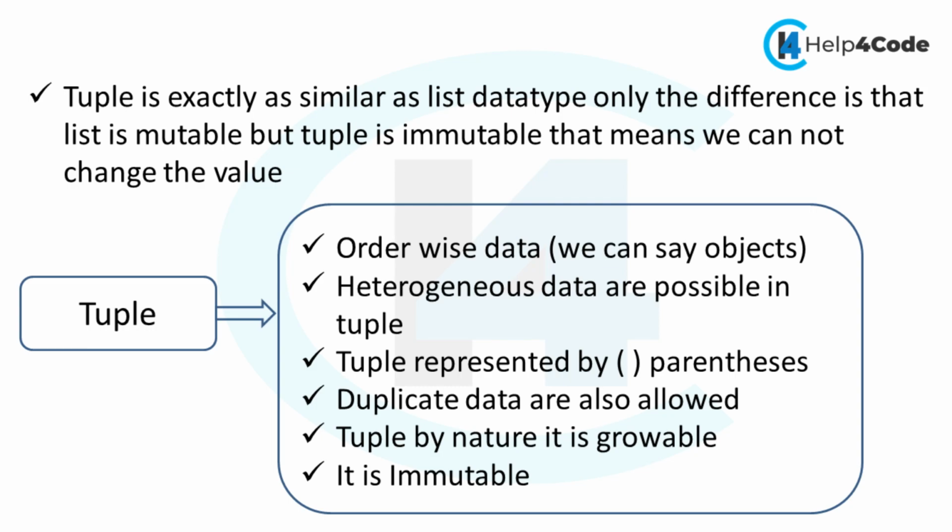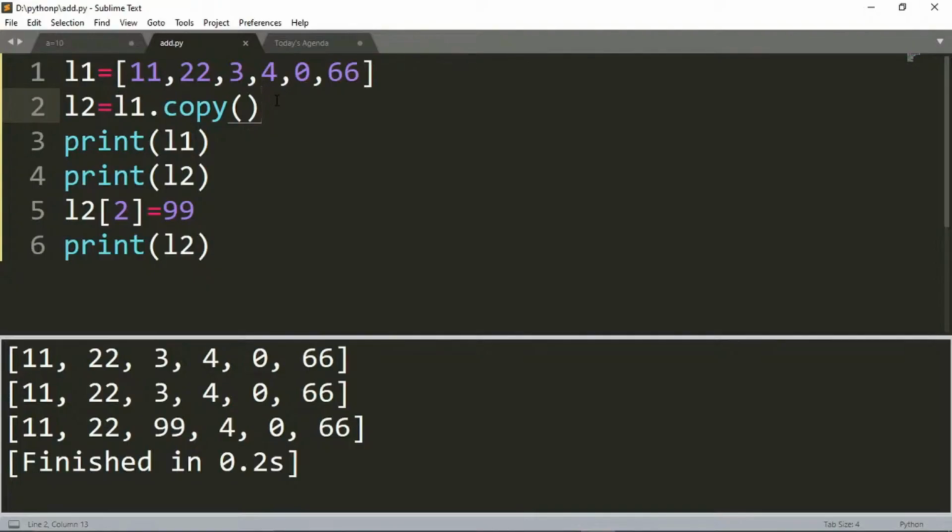So now let's discuss the tuple. The only difference between the tuple and the list is this: in case of list, the data is mutable, which means we can modify the data, and in case of tuple we cannot modify the data. So we cannot change the values in case of the tuple. That we are going to discuss.